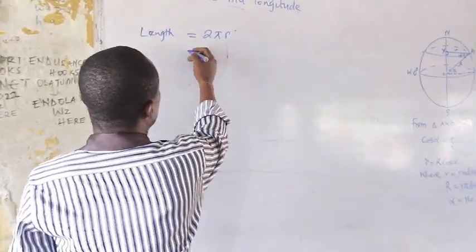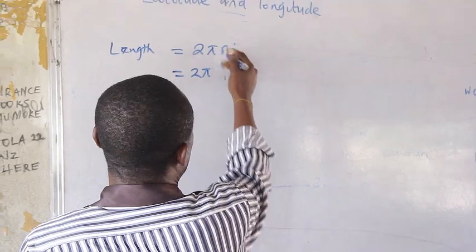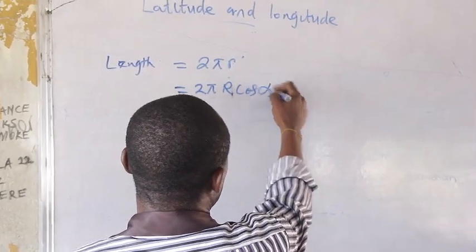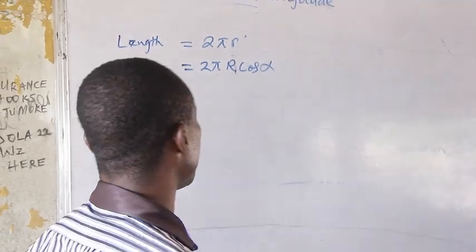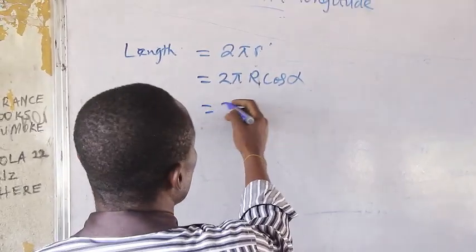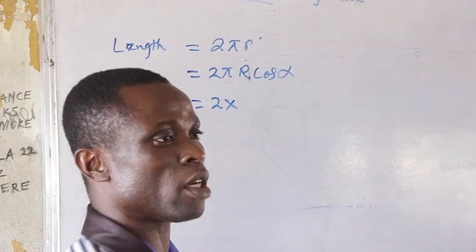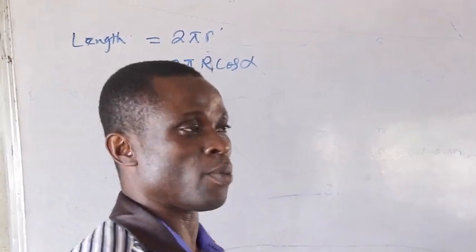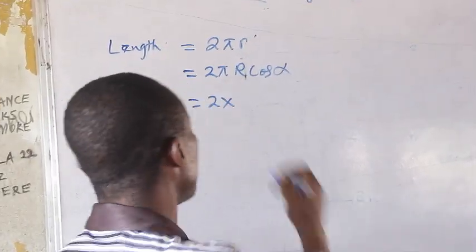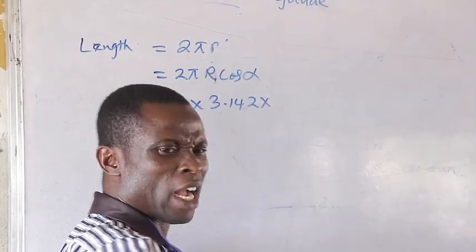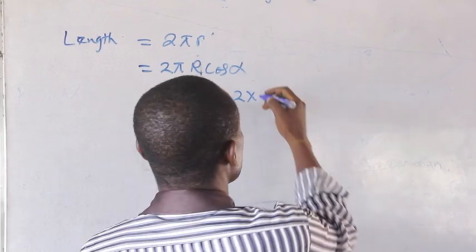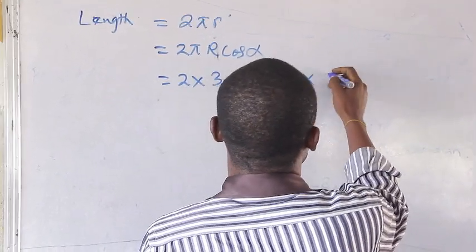Now, we already know that this small r is big R cos alpha from the previous work. Now, we can do the substitution. 2 times, it depends on the question. If pi is 3.142, you use 22/7. Let's use 3.142. Where this big R is what? According to the question, we have 60 centimeters. And what is alpha?